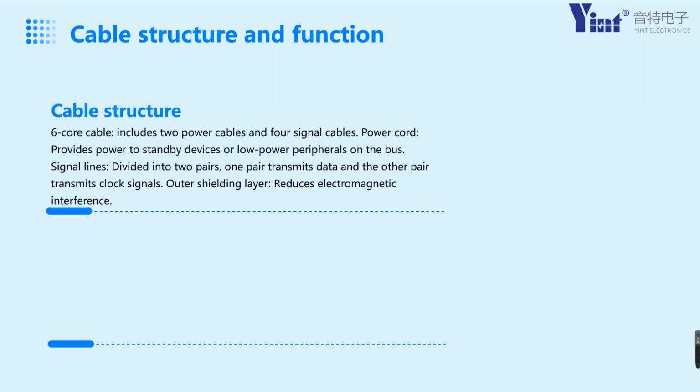Cable structure. 6-core cable. Includes 2 power cables and 4 signal cables. Power cord. Provides power to standby devices or low-power peripherals on the bus. Signal lines. Divided into 2 pairs. One pair transmits data and the other pair transmits clock signals. Outer shielding layer. Reduces electromagnetic interference.